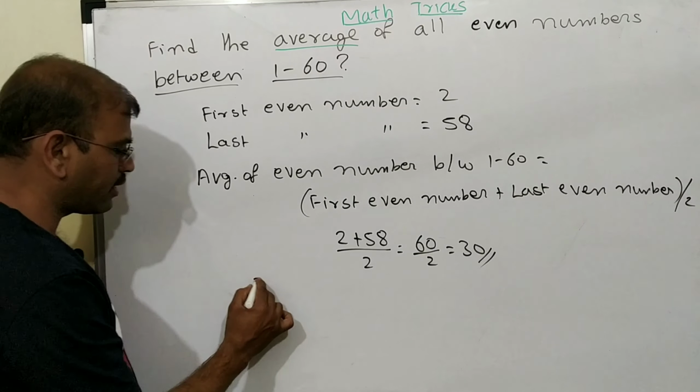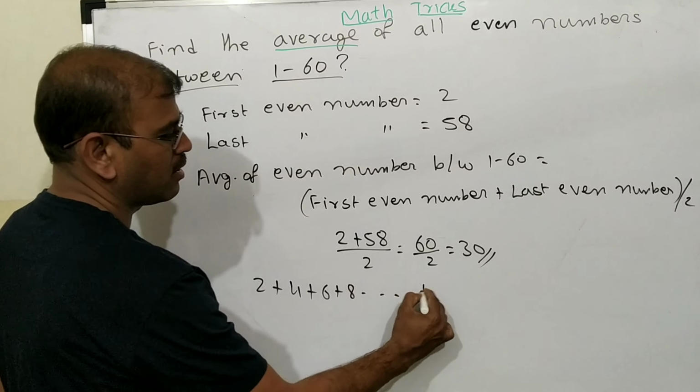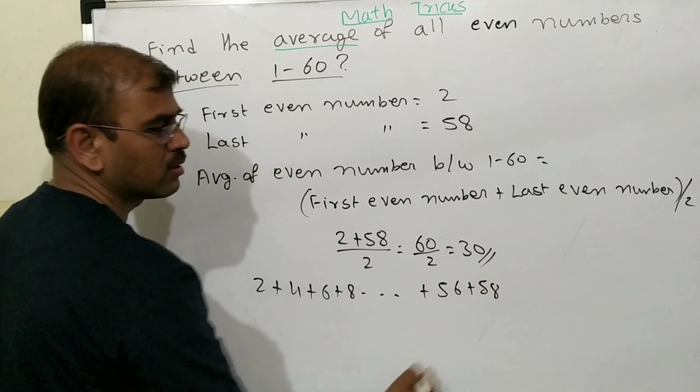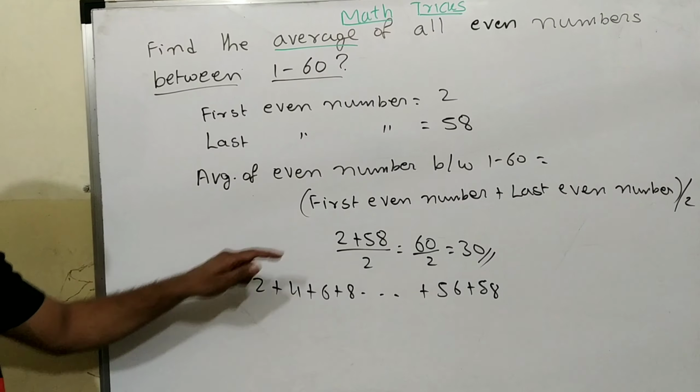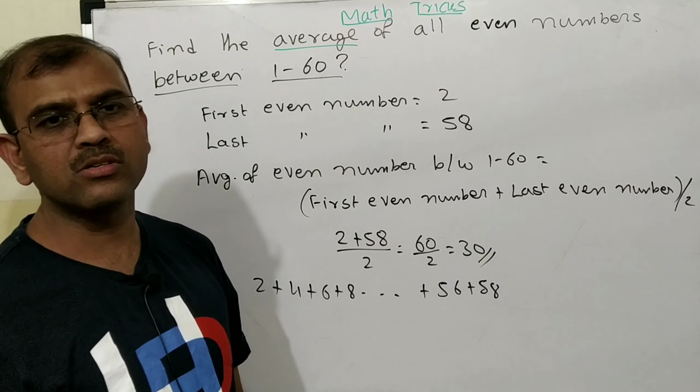So we don't need to write 2 plus 4 plus 6 plus 8 etcetera, up to 56, 58, and divide by the count. With the help of this trick we can calculate for even numbers as well as for odd numbers.